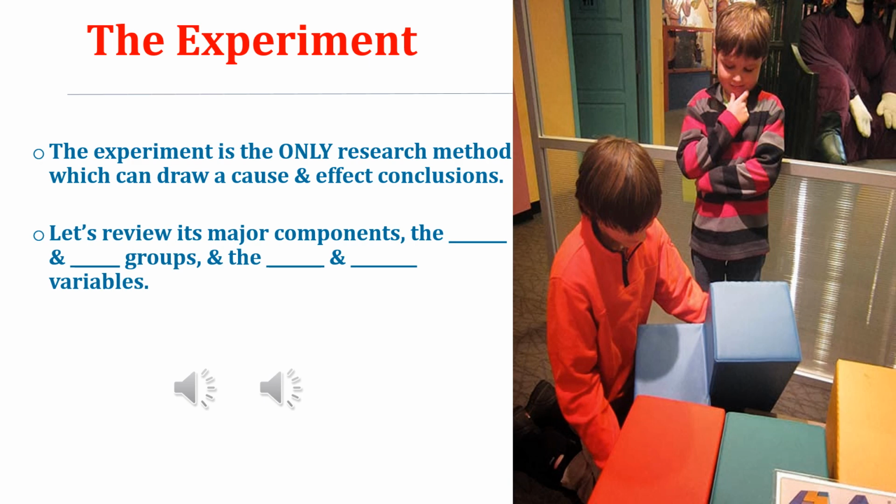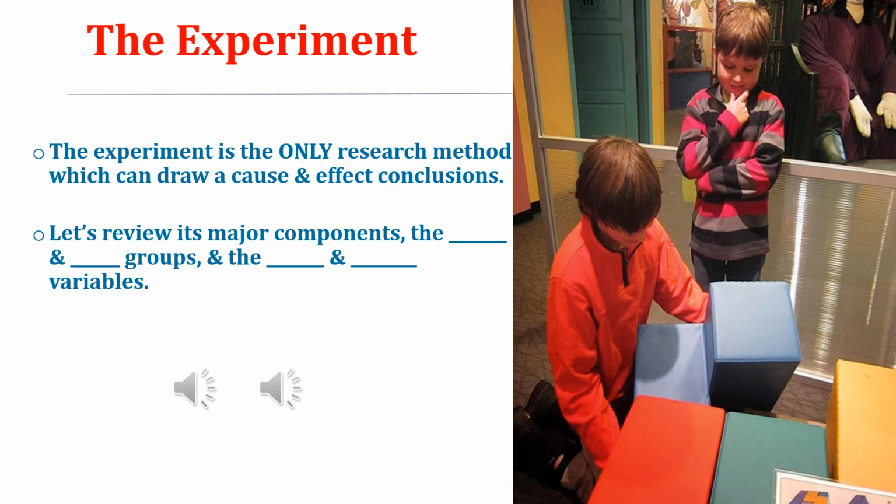It's now time to turn our attention to our favorite research method, but don't tell the other research methods that we have a favorite. The experiment is our favorite because it's the only one that can determine cause and effect. So we can say this thing causes that thing to happen in the real world. So let's review the major components of the experiment. Hopefully from one of your previous courses, you talked about two groups and two variables. See if you can remember the names. Give it a try.